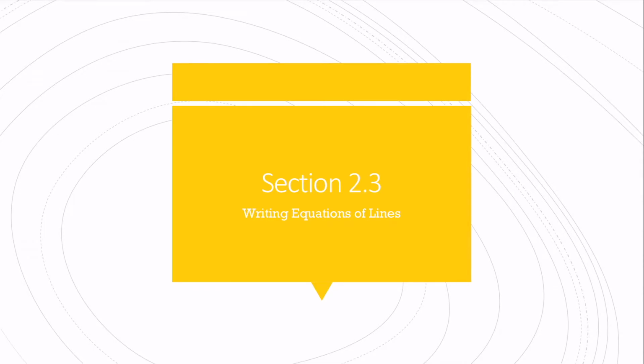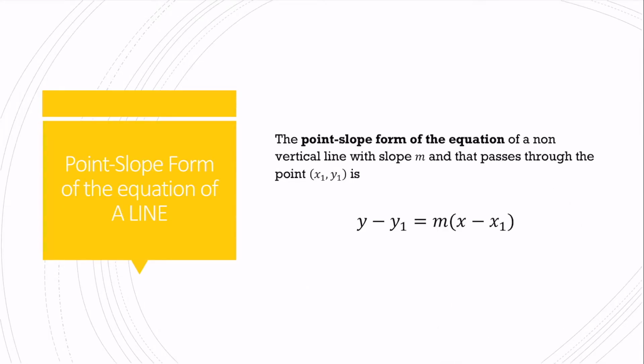So section 2.3 covers writing equations of lines. The point-slope form of the equation of a line allows us to find the equation for a line just given the slope and a point on that line, okay? And when we plug in the point and the slope, this will simplify down to slope-intercept form, which is y equals mx plus b. This is what we want, right? Because it tells us a lot about what the graph of our line looks like. It tells us its slope, and it tells us our y-intercept.